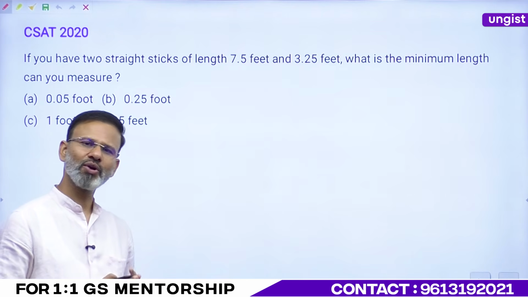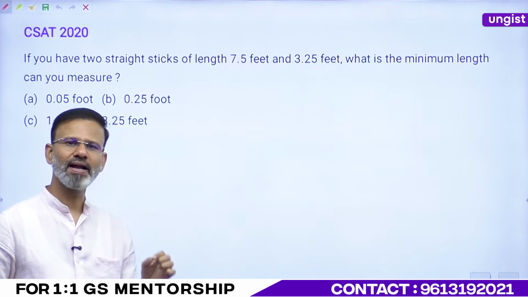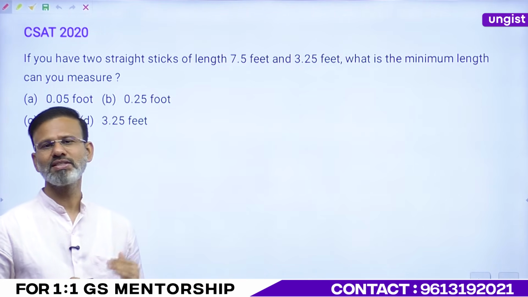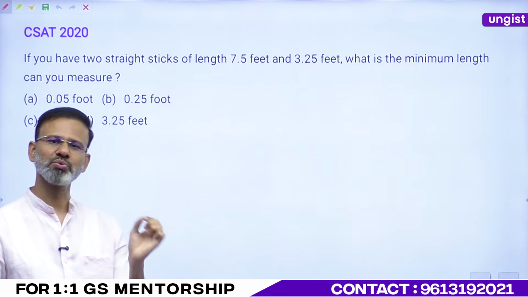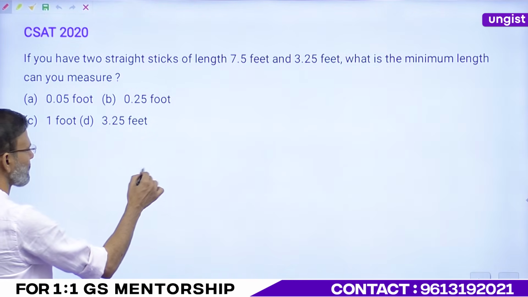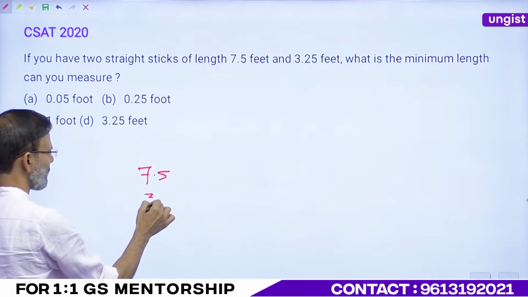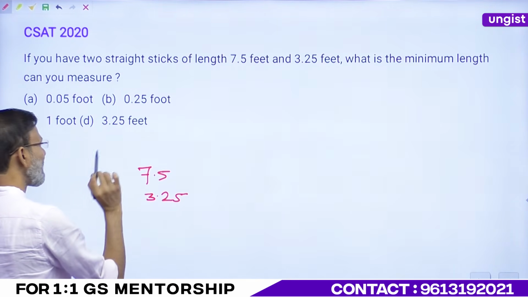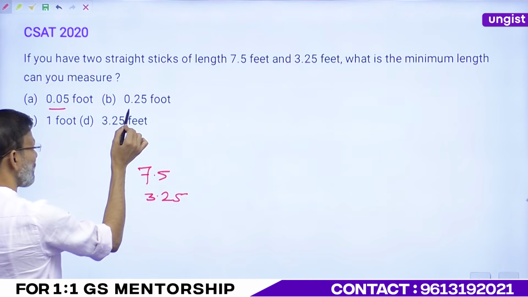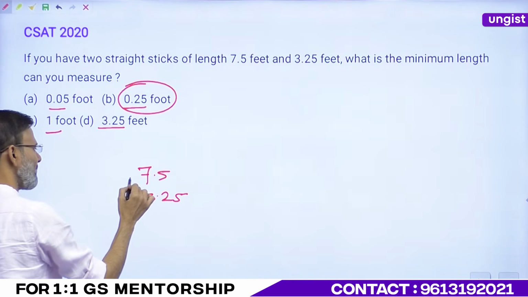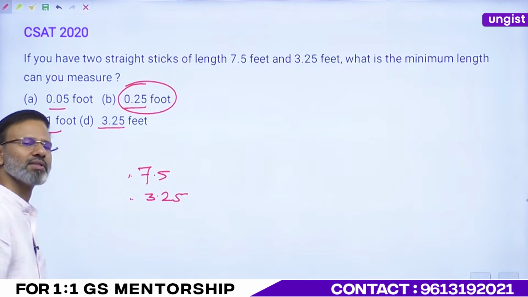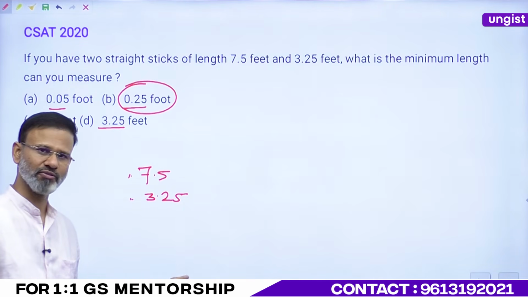Next question is saying, if you have two sticks of 7.5 feet and 3.25 feet, what is the least length that you can measure? So the question is simply asking what is the SCF of these two numbers, 7.5 and 3.25. Look at the options: 0.05, 0.25, 3.25, 1. So 0.25 is a number which will divide both the terms, 7.5 also and 3.25 also.